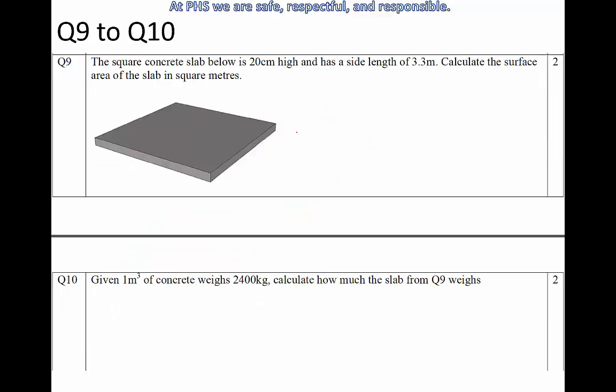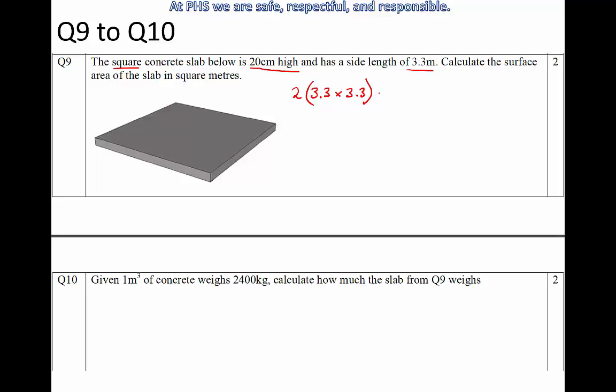So question 9. Keep in mind we've got a square concrete slab, 20 centimeters high and with a side length of 3.3 meters. Calculate the surface area. So we've got to find the total area of all the surfaces on this concrete slab. So this top one, well, it's a square, so it's going to be 3.3 times 3.3. Now to make things easier, let's put that in brackets and times it by 2. And that's going to take care of the bottom square as well.